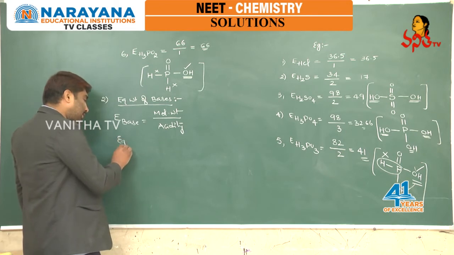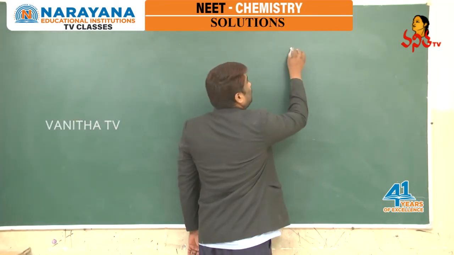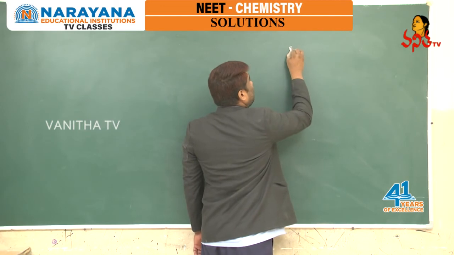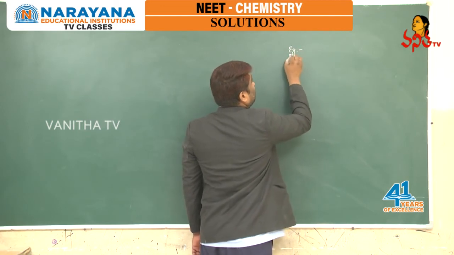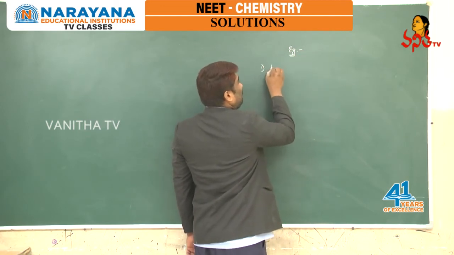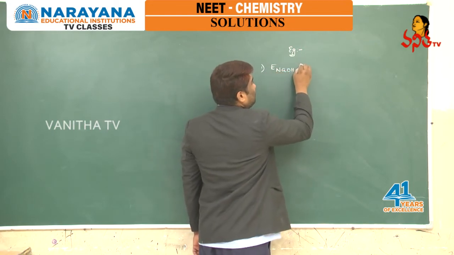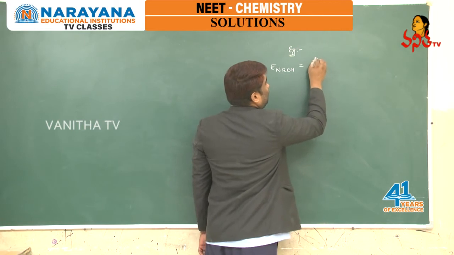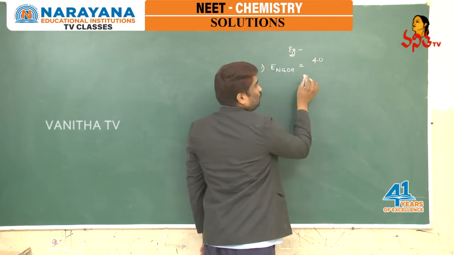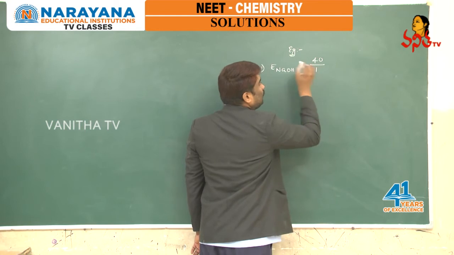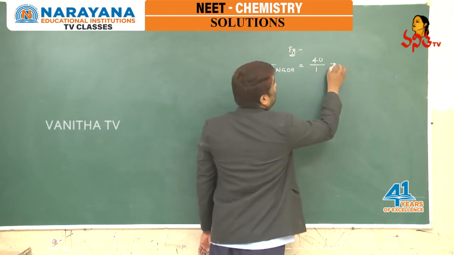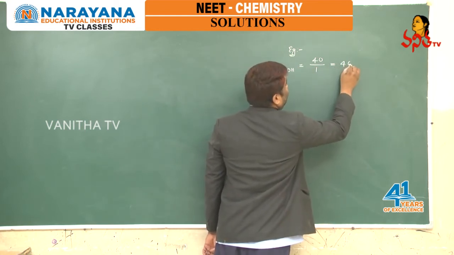Examples. So coming to examples to calculate equivalent weight of bases. Let us take an example, equivalent weight of sodium hydroxide. What is the molecular weight of sodium hydroxide? 40. 23 plus 16 plus 1, 40. By how many hydroxyl groups are present? 1. Therefore, equivalent weight of sodium hydroxide is 40.